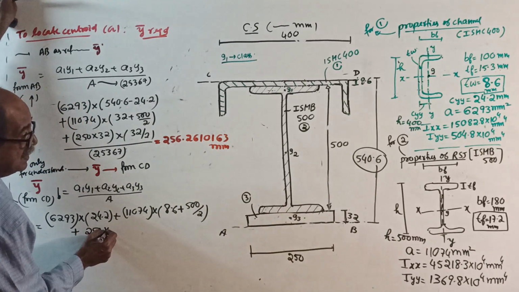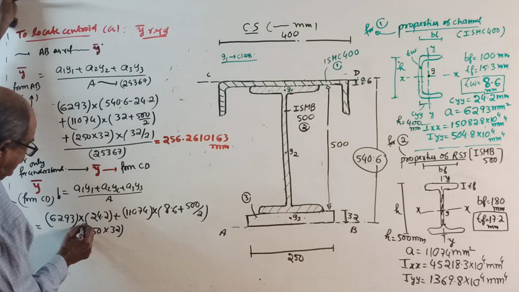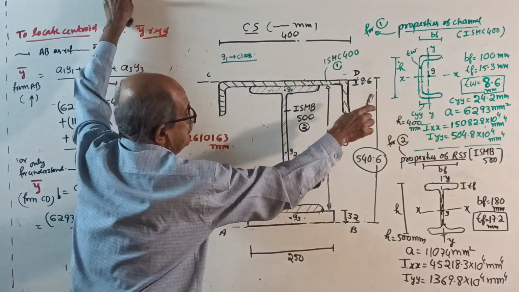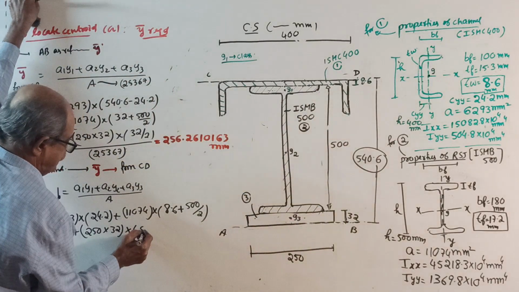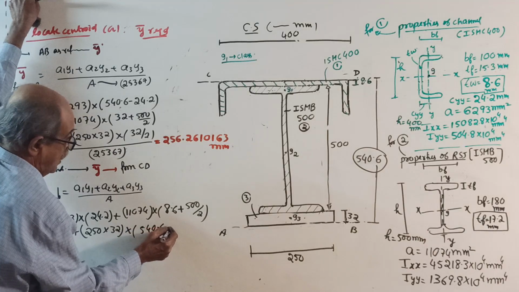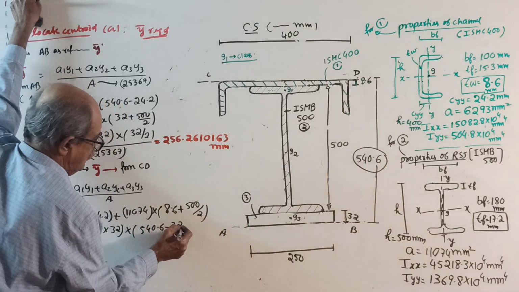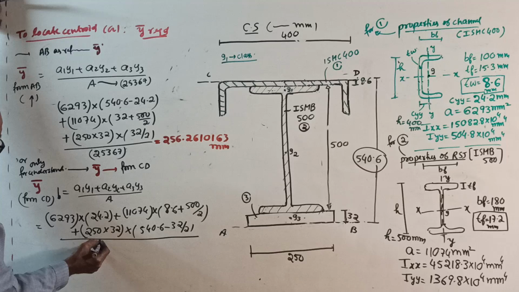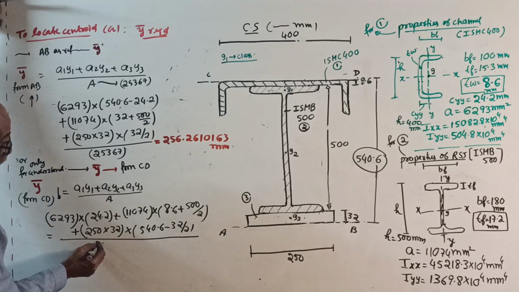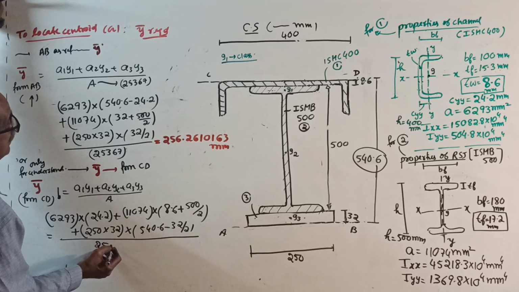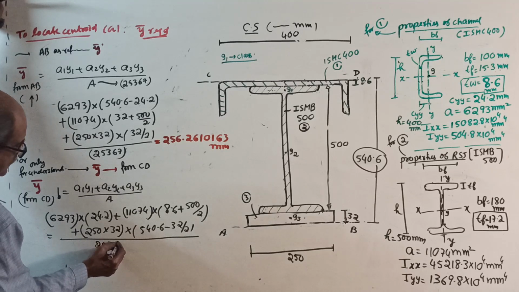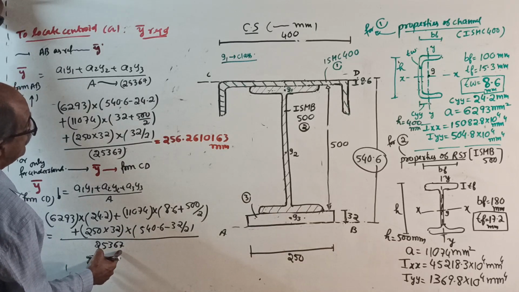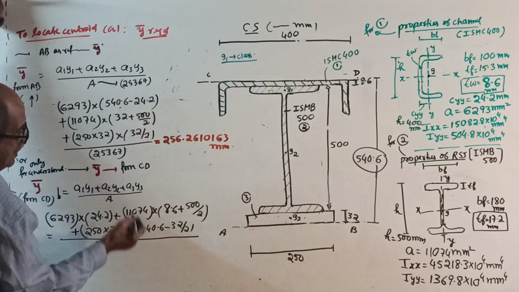250 into 32 is the area multiplied by its centroid from the top edge, which is 540.6 minus half of 32. This I will not explain. 32 divided by total area is the same. It is equal to 25367, divided by it. Correct? Yes. The answer will come.